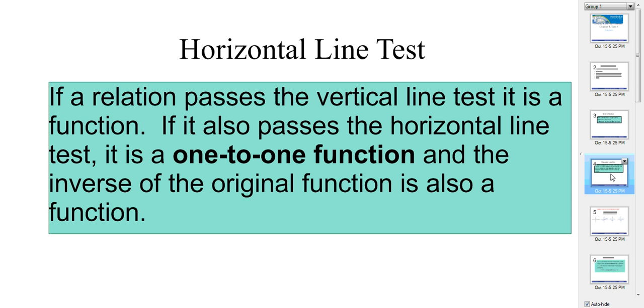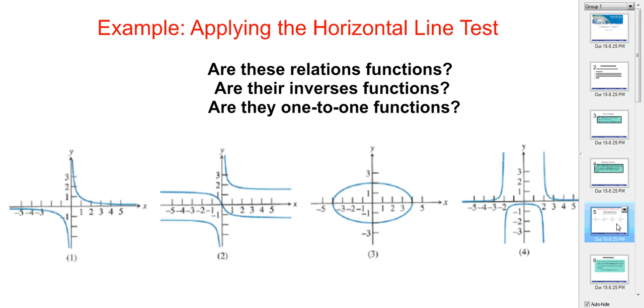So once again, if a function passes both the vertical and the horizontal line test, it's a one-to-one function, and I can find the inverse of it. The inverse will exist. If it doesn't pass both the vertical and the horizontal line test, it will not be one-to-one, and the inverse will not exist. Okay? So here are some examples to look at to decide whether I can even find the inverse or not.